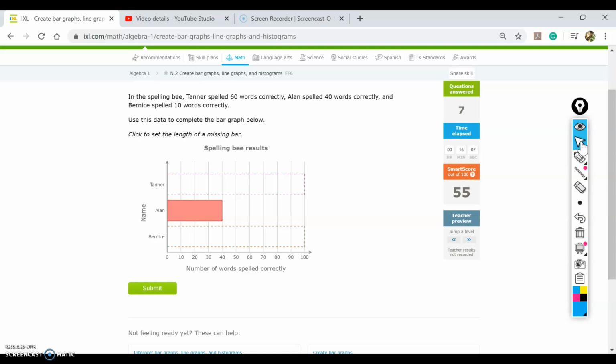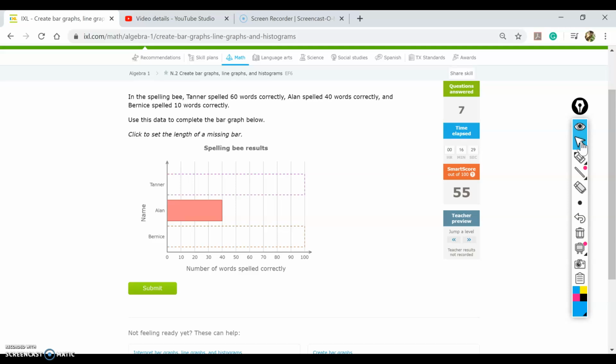So here we go. In the spelling bee, Tanner spells 60 words correctly. Alan spelled 40 words correctly. And Bernice spelled 10 words correctly. Use this data to complete the bar graph below. Click to set the length of the missing bar.